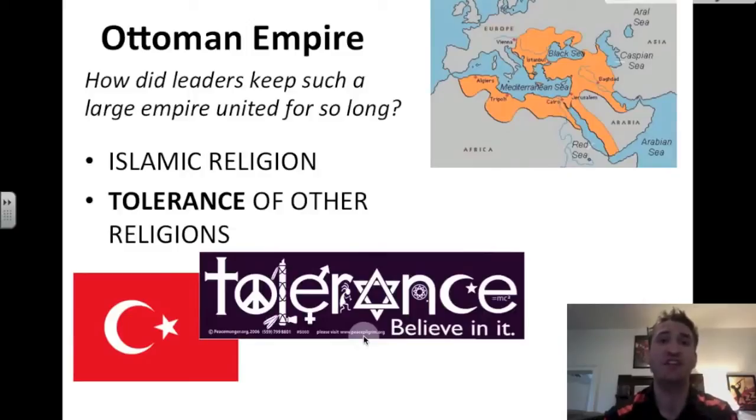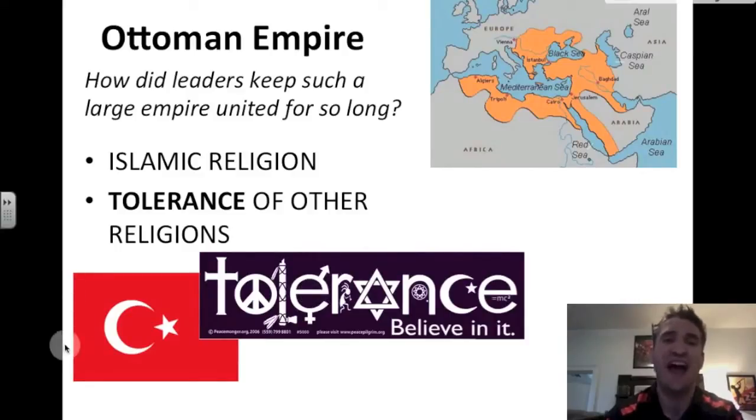How did leaders keep such a large empire united for so long, for more than 600 years? You see how vast it is on this map. Well, the short answer is leaders used the Islamic religion to unite and to keep united, and they also used tolerance of other religions. Of course, other religions would creep into the empire, but they did not have a zero tolerance policy. In fact, they were very tolerant of those other religions.